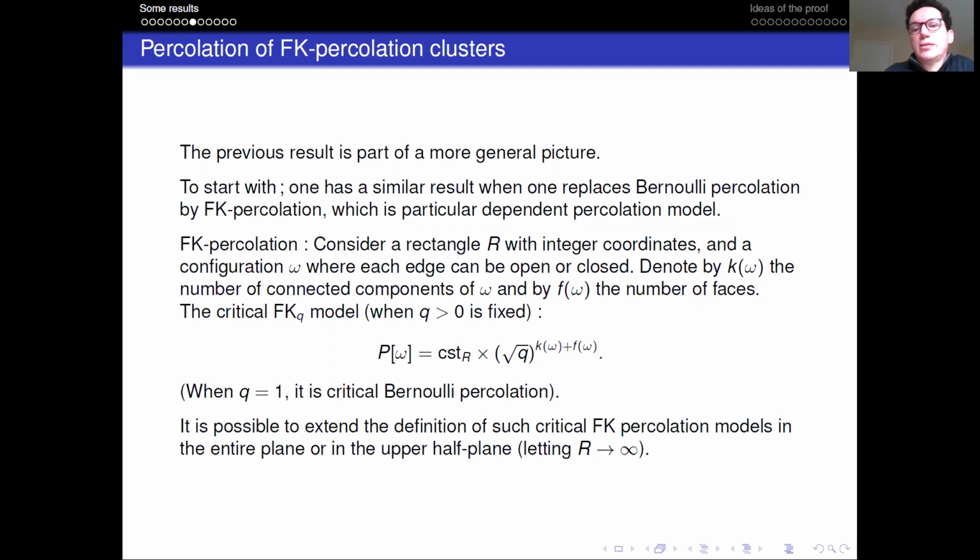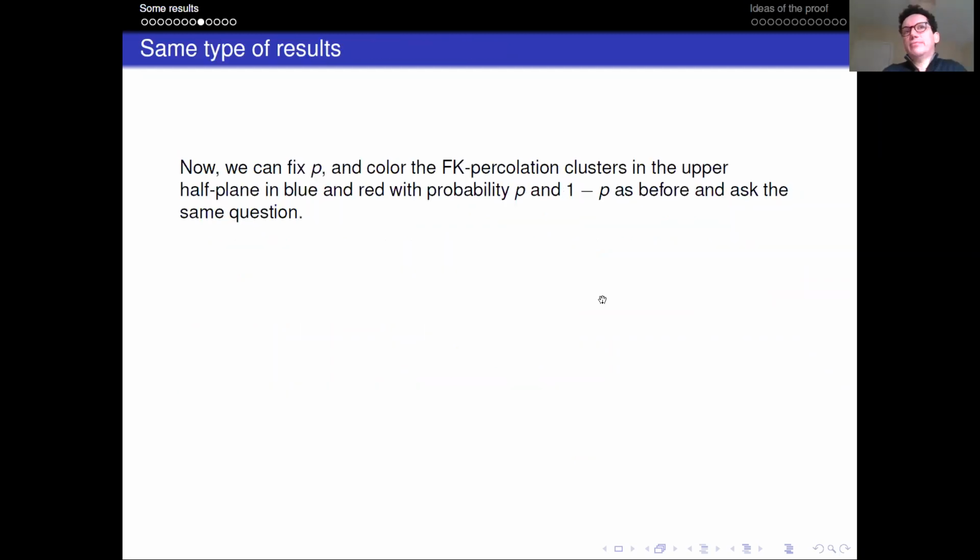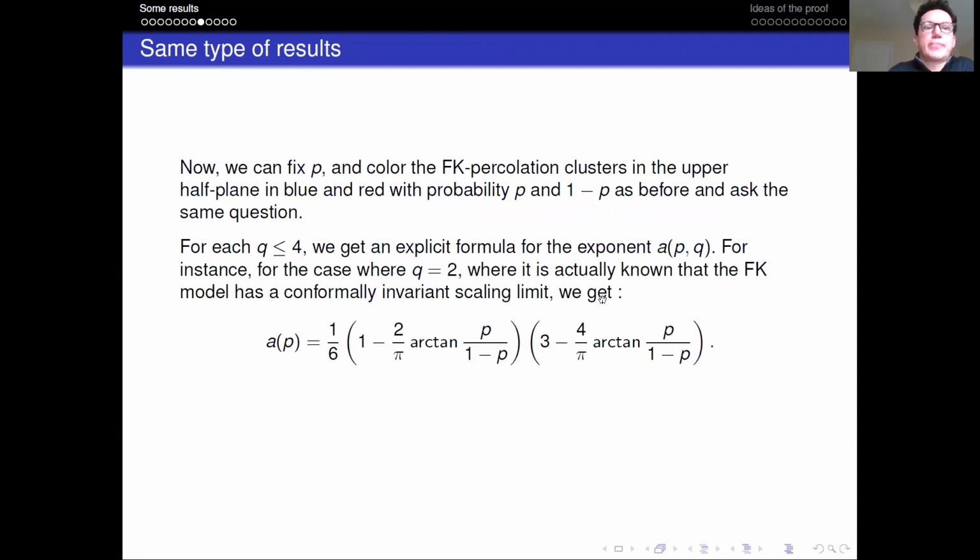And then you have this percolation model. Edges are open and closed. You look at its clusters, then you color them independently in blue and red with probability p and 1 minus p, and you ask the same question. So now you have the first parameter, which is q, which has to tell you something about how you chose the clusters, and now you have this parameter p, which is this coloring of the clusters.